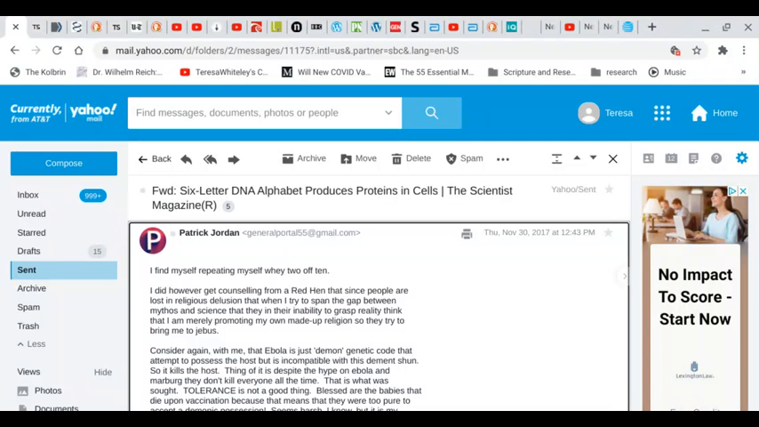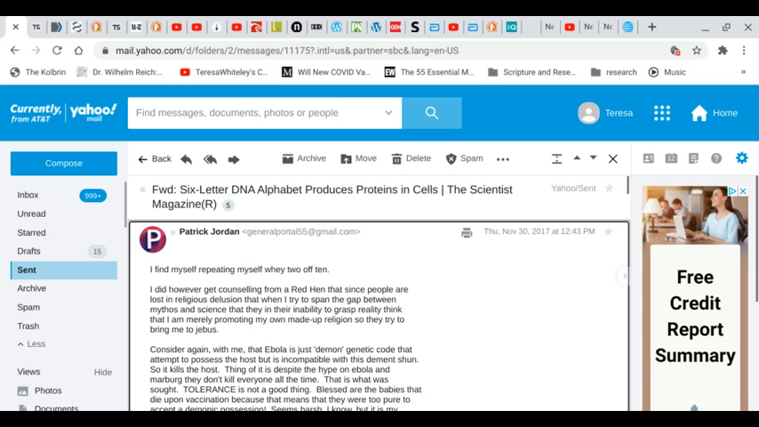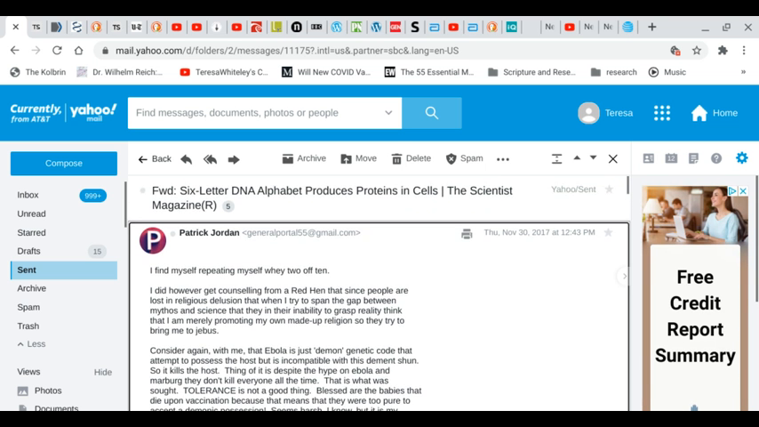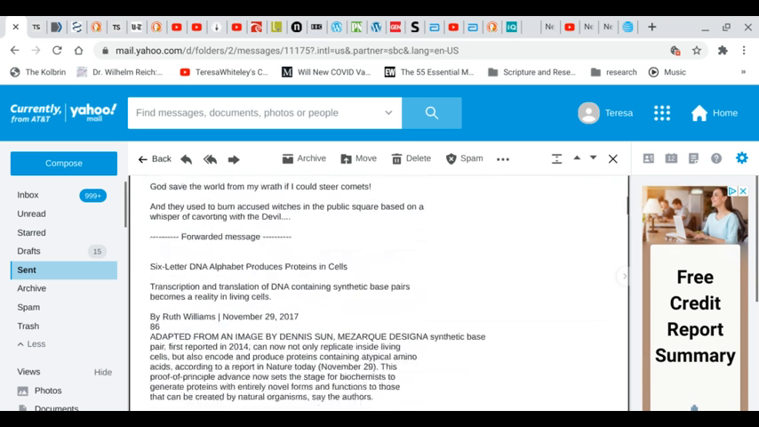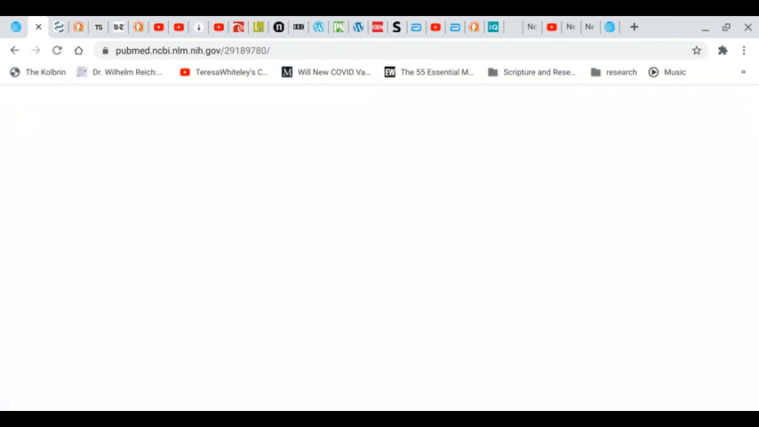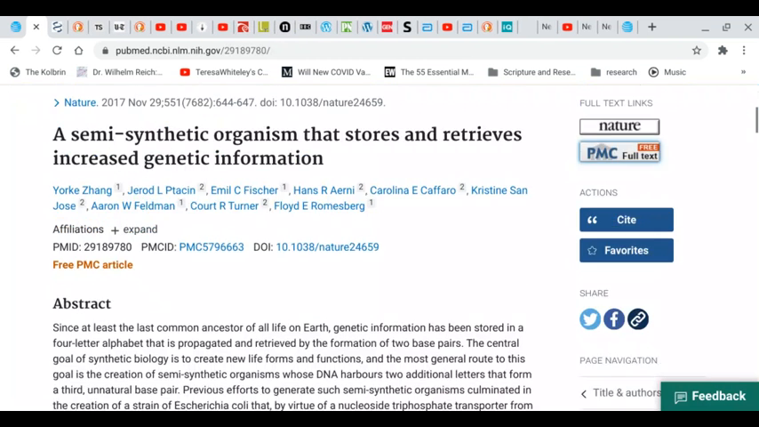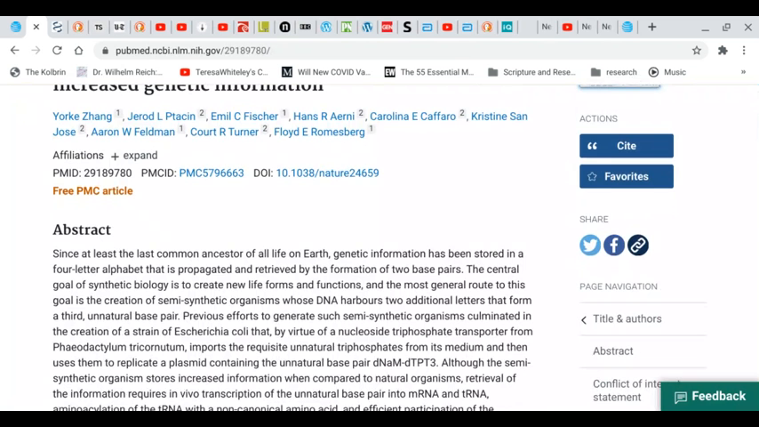I wanted to talk about this email. It was one of the very first emails when I originally contacted Patrick Jordan almost 3 years ago, and it's about six-letter DNA. Six-letter DNA alphabet produces proteins in cells, from The Scientist magazine. So I'm going to read this article, and then we'll look at what Patrick had to say back.